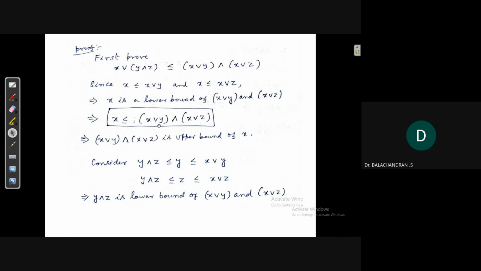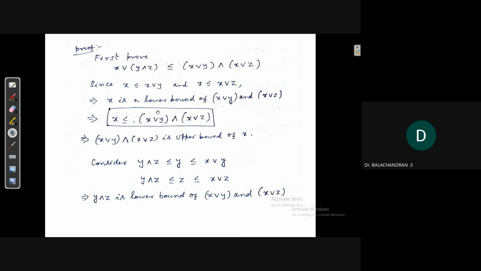Now, from this inequality, the right side quantity is an upper bound of the left side quantity, because x is less than or equal to it. That's why this is an upper bound of x. This is the first result. Similarly, we need to prove that this quantity is an upper bound of y ∧ z.